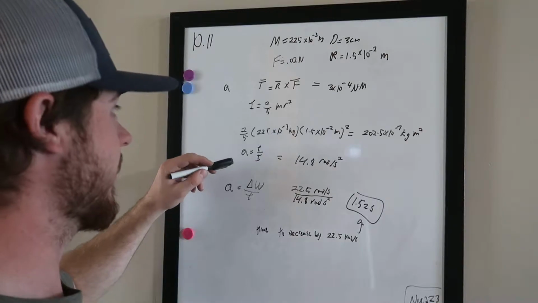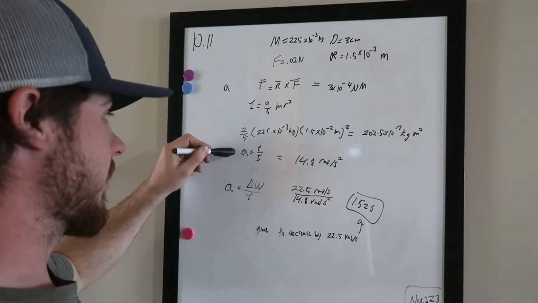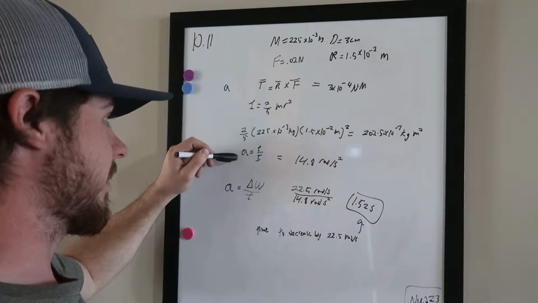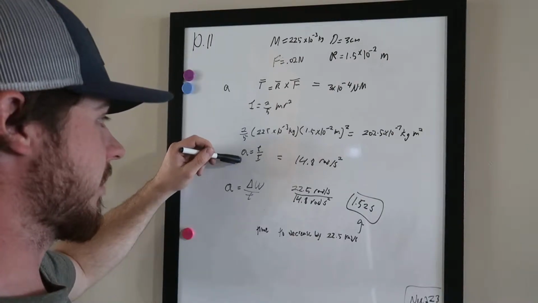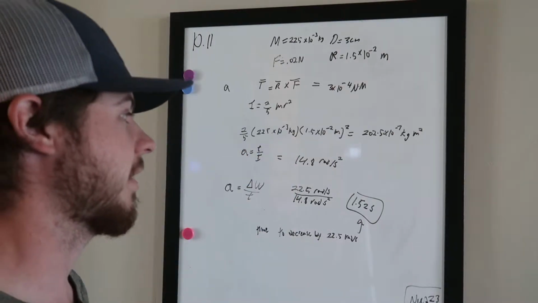And so when we plug that in for our equation for the acceleration, which is equal to the torque over the inertia, we get 14.8 radians a second squared.